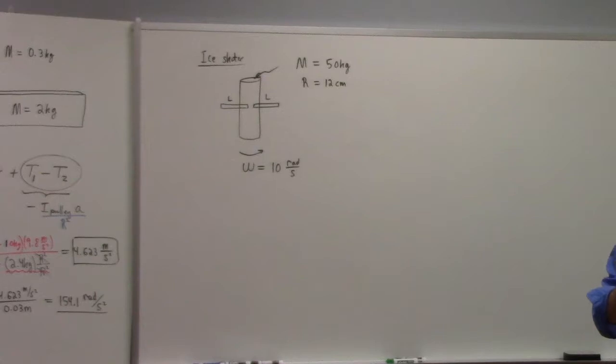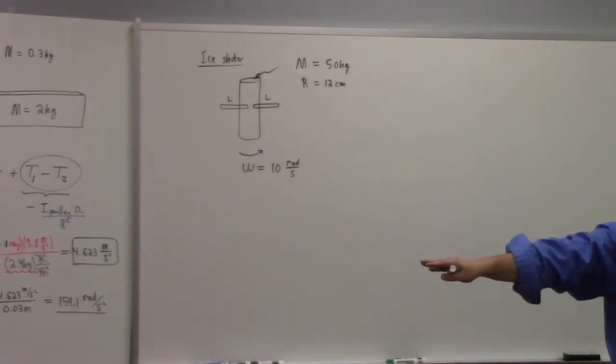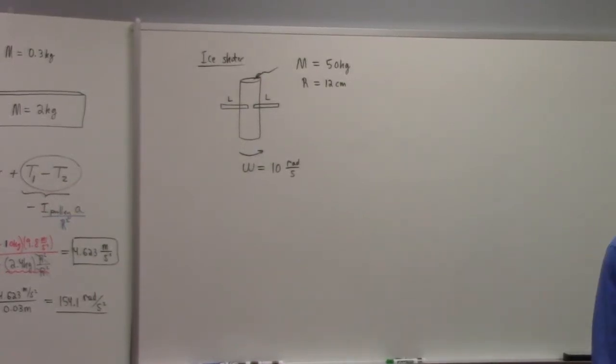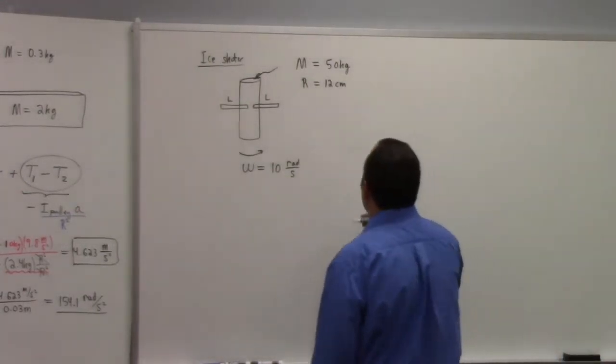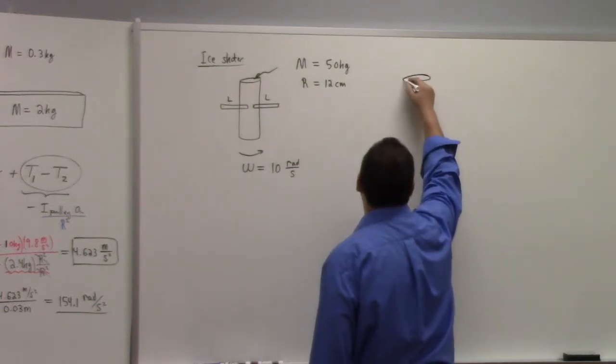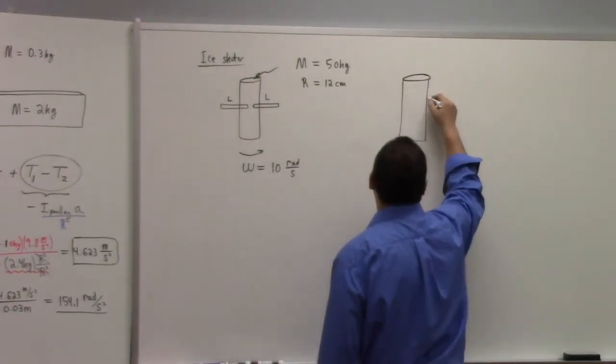Then, all of a sudden, they take their arms and they do this. Zoop. Like that. Then the question is, what's their final angular velocity if they just put their arms down like that? So before, after. So arms down.